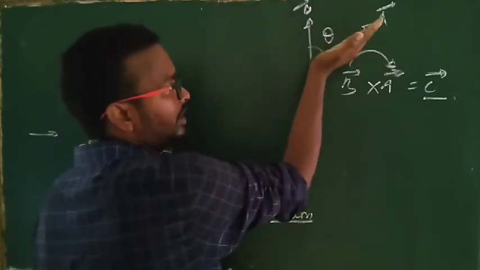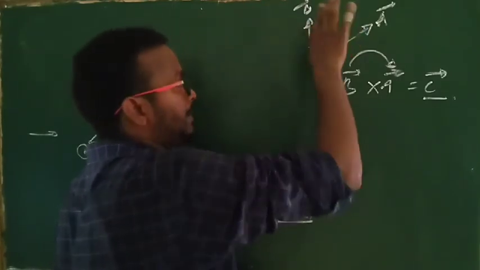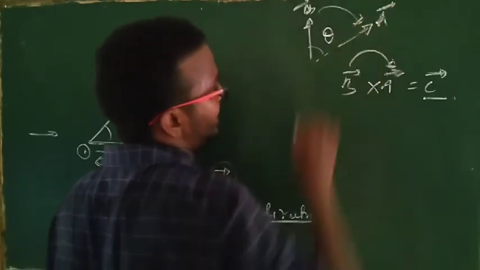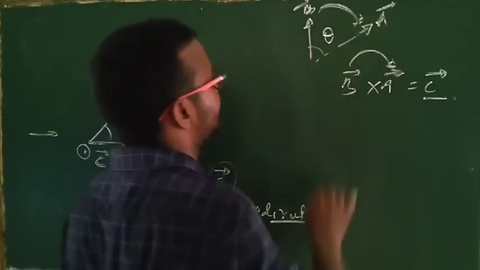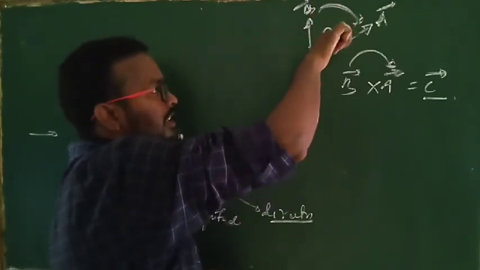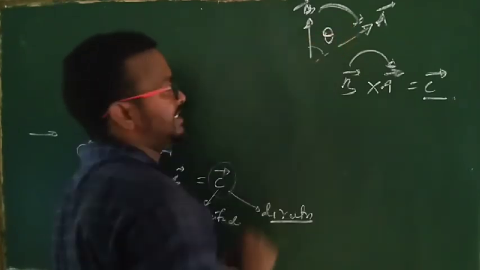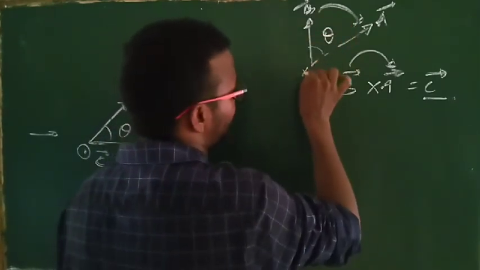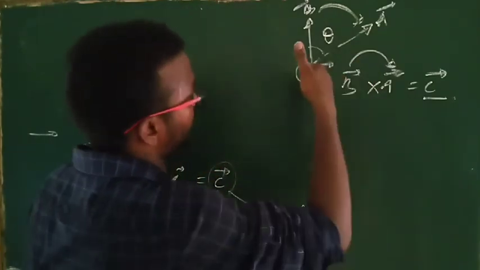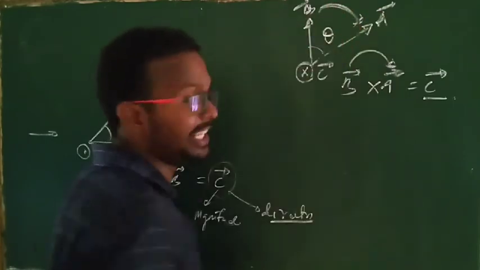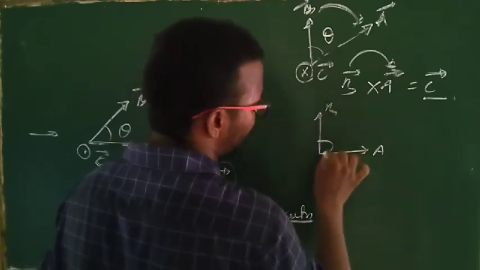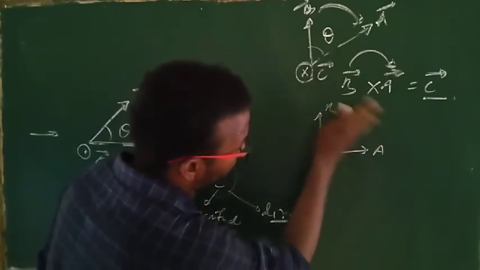This is not the process, because first we have to come to B. First we have to start at B, then go towards A, that is, B to A. First place the palm on vector B and curl your fingers towards A. Then the thumb indicates the direction of vector C. So in this case, this is the direction of C. That means the direction of C is perpendicular to the plane containing vector A and vector B. This is vector A and this is vector B, and vector C is perpendicular to this plane.